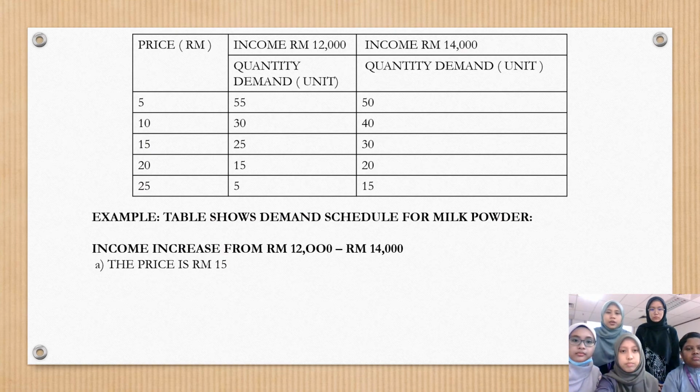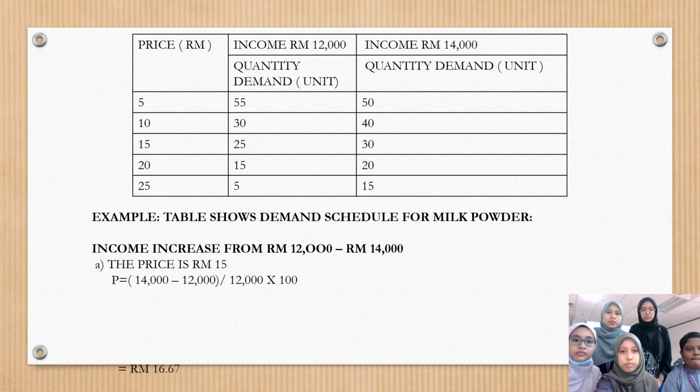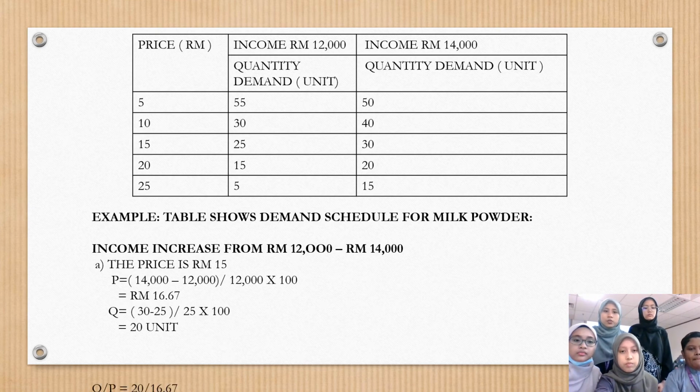Income increases from 20,000 to 14,000. The price is 50 ringgit. P equals 14,000 minus 20,000 divided by 20,000, multiplied by 100. The answer is 16 ringgit 67 cent. Q: 30 minus 25 divided by 25, multiplied by 100. The answer is 20 units. Quantity divided by P: 20 divided by 16.67. The answer is 1.20.